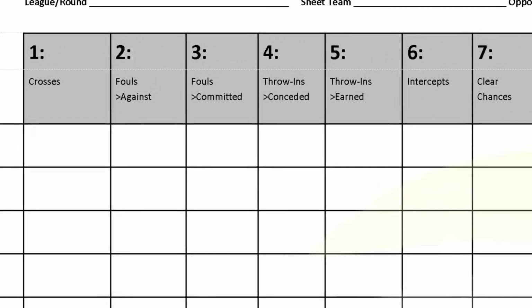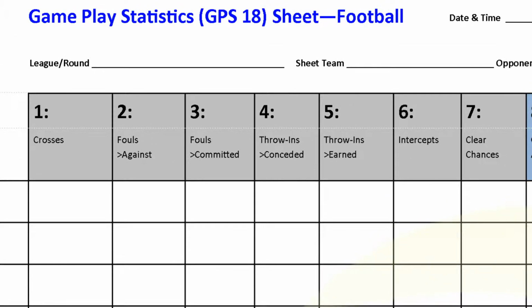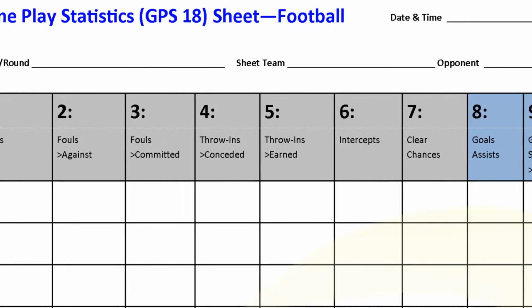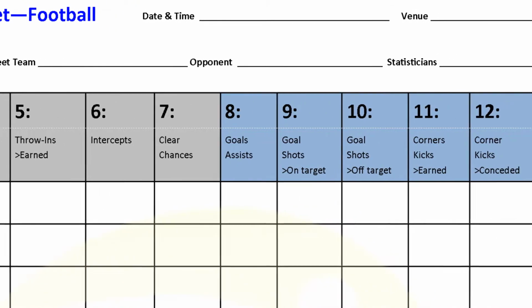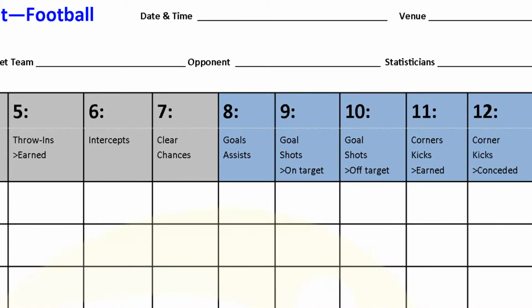And now we go into the much more detailed section of the various actions that a particular athlete can take while they're playing a match. As you can see, 1 crosses, 2 fouls, 3 fouls as well. 1 is against, 1 is committed. 4 and 5 refers to throw-ins. 6 intercepts. 7 clear chances. Now all of these are explained in the instructions on the very last sheet.